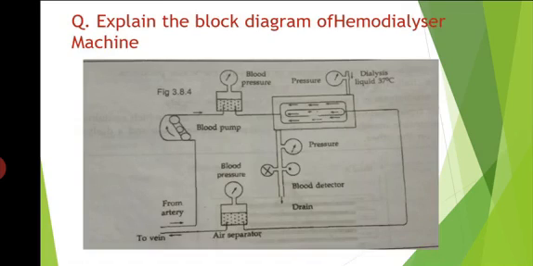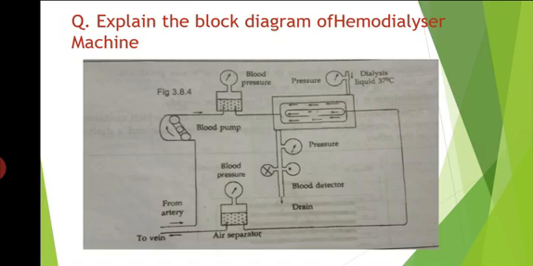Here, from the artery, the blood is taken with blood pressure measurement. In this dialyzer, a number of membranes are pressed together, and alternately the dialysis solution flows. In the opposite direction, blood flows.